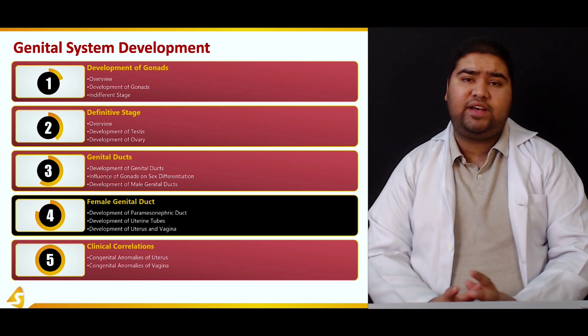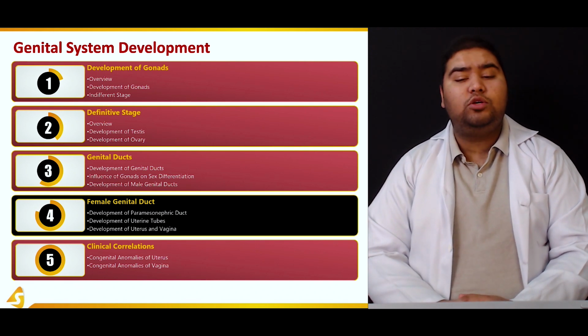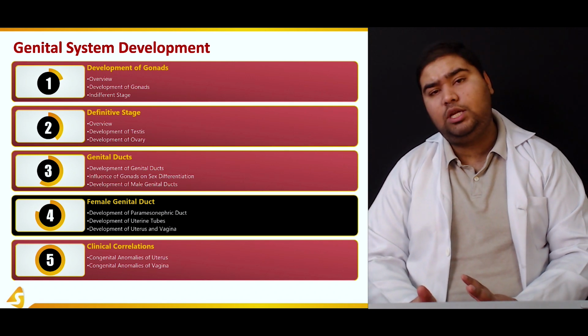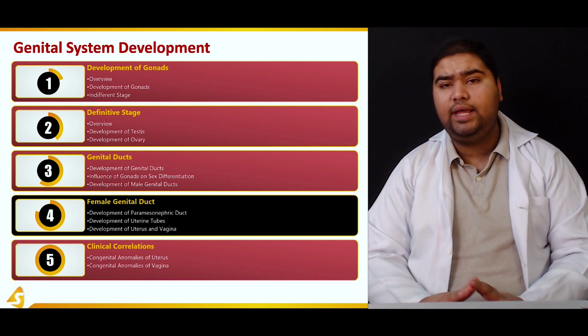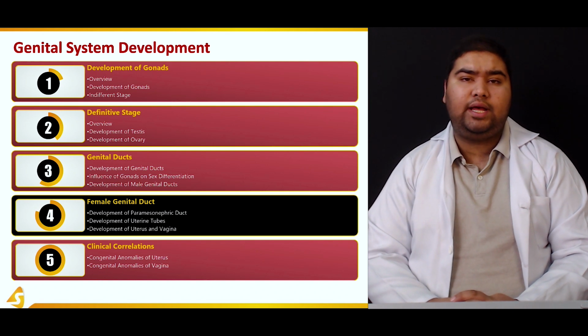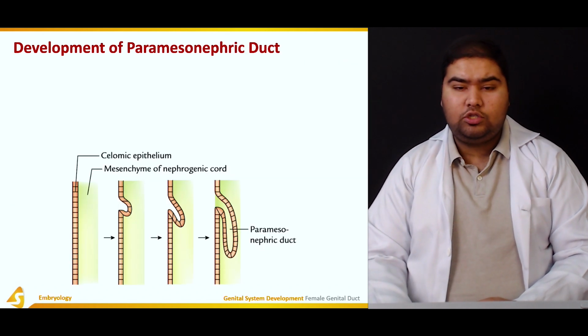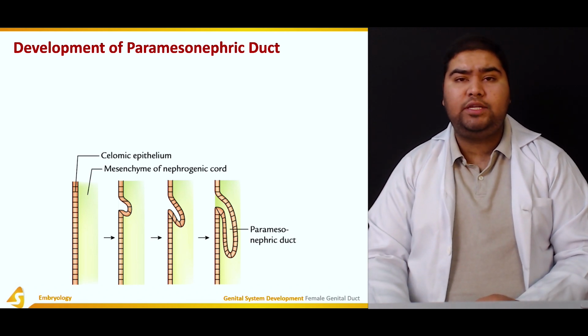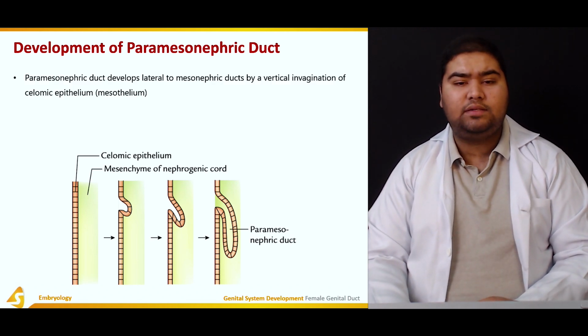The uterine tubes finally open into the uterus. So we'll see how the opening of the uterine tubes in the uterus takes place, and then finally how the upper part of the vagina is formed. So moving on with it, we have the development of the paramesonephric ducts first.